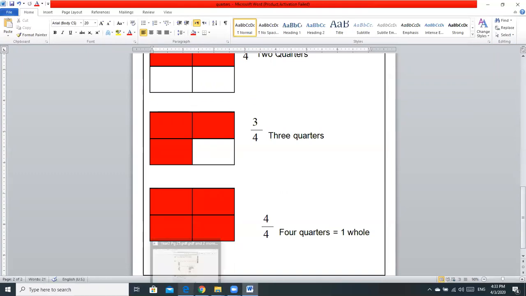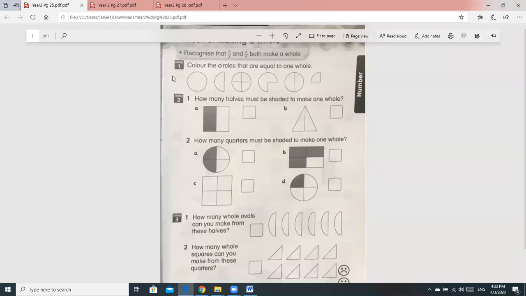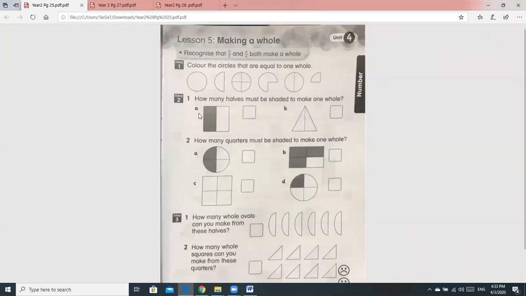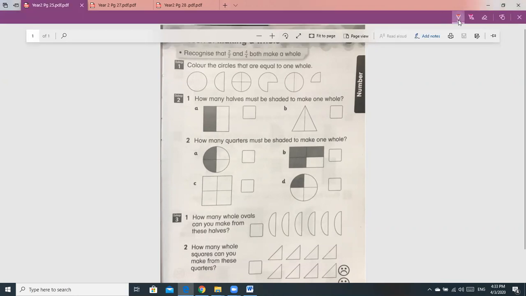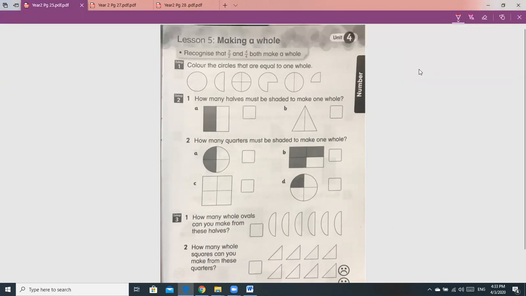Okay. Page 25. Here you see, color the circles that are equal to one whole. Color the circle that's equal to one whole. Let's do the first one. It's one whole. It's all of it. So I eat it. One whole. I take all of it.